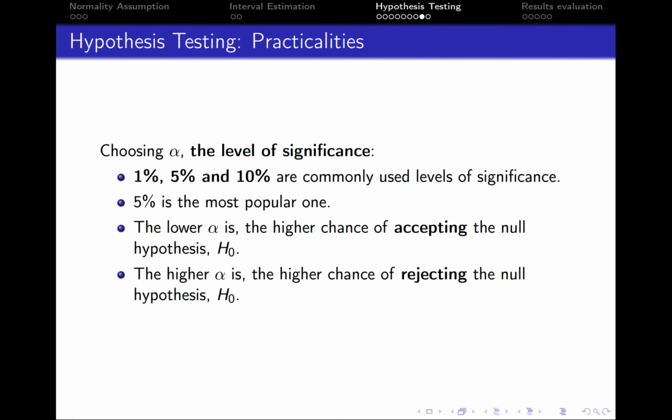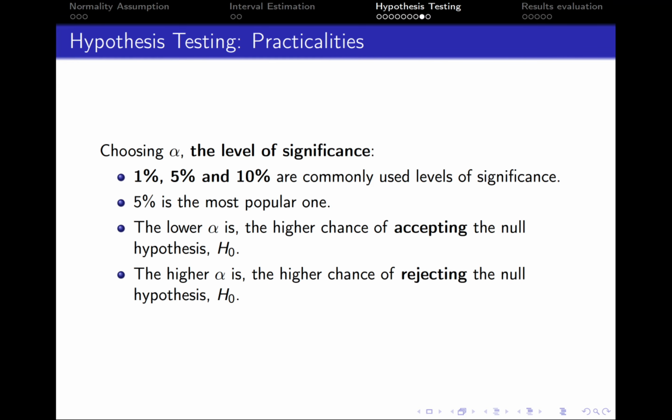I've been talking a lot about the level of significance, and so I decided that I need to be a bit more specific about it. In statistics and econometrics, there are 3 commonly accepted levels of significance: 1%, 5%, and 10%. The most popular one is actually 5%, because 1% is too strict and 10% is not strict enough, whereas 5% is right in the middle, so it's more or less okay.